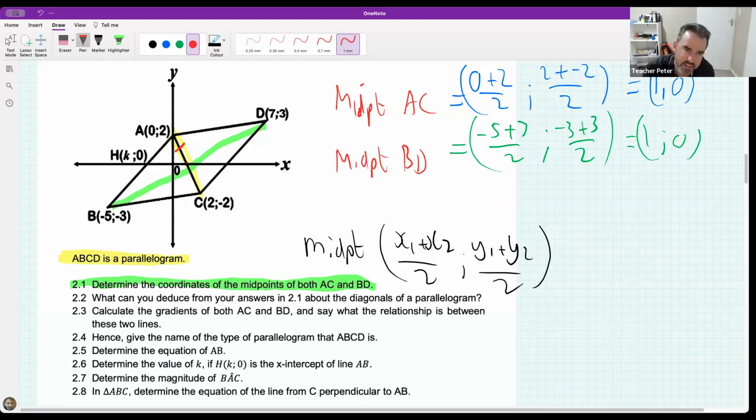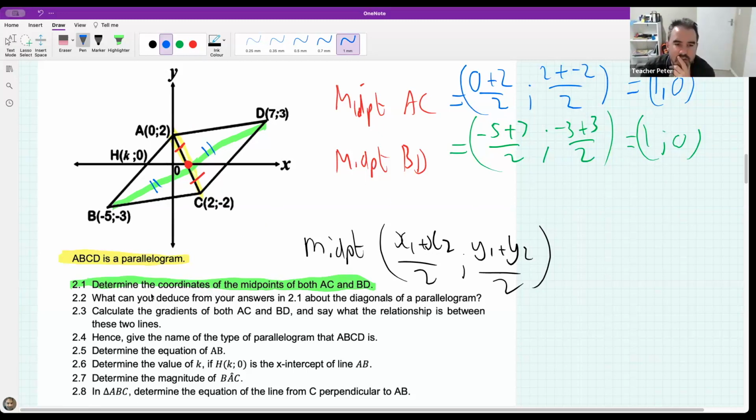Basically, there's this point over here. It cuts the yellow bits in half, but it also cuts the green diagonal in half. And so when we have common midpoints, we say that the diagonals cut each other in half. The diagonals are not the same length. You can clearly see the green one is way longer than the yellow, but they cut each other in half.